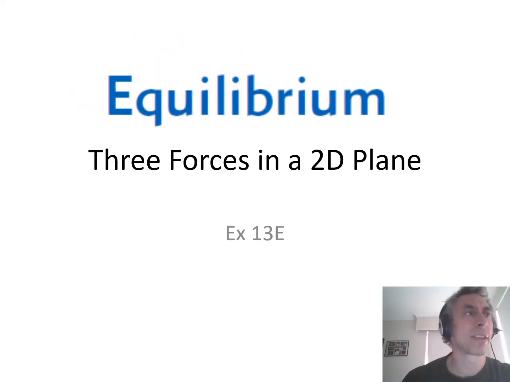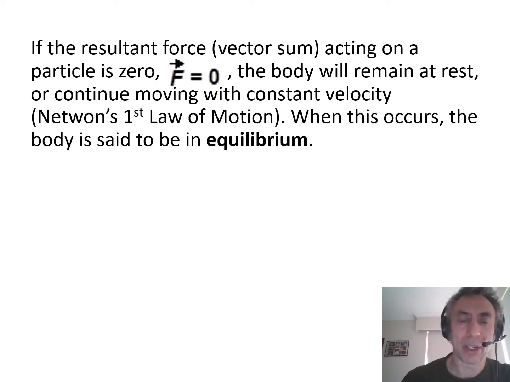Okay, this leads us to the main thrust of this vodcast, equilibrium, in particular equilibrium with respect to 3 forces in a 2-dimensional plane. Okay, so just to remind ourselves, what is equilibrium? It's when the resultant force of all forces acting upon a particle is equal to 0. So you get a closed polygon of vectors. And of course, when there's three forces, you're getting a closed triangle of vectors.